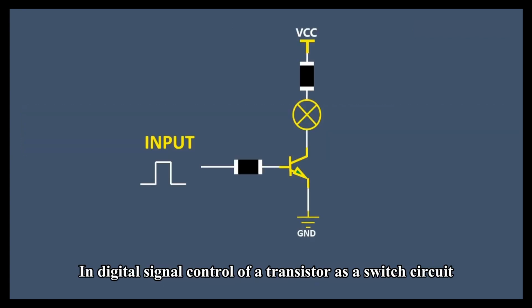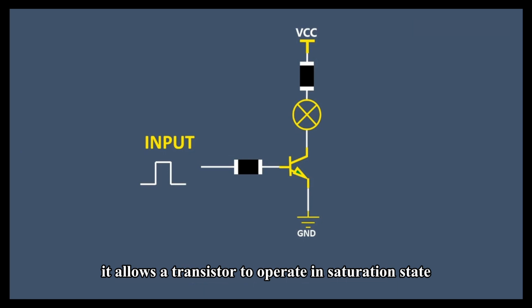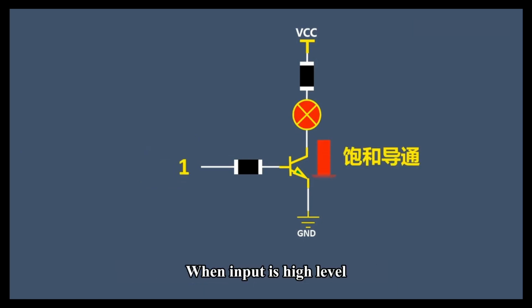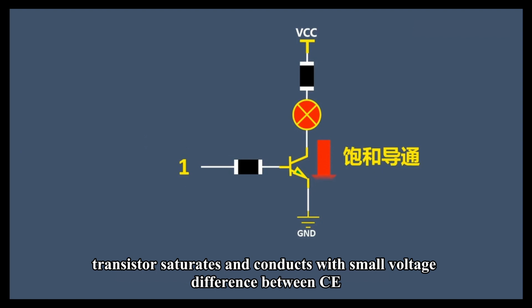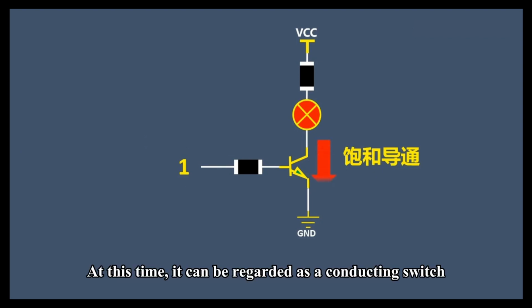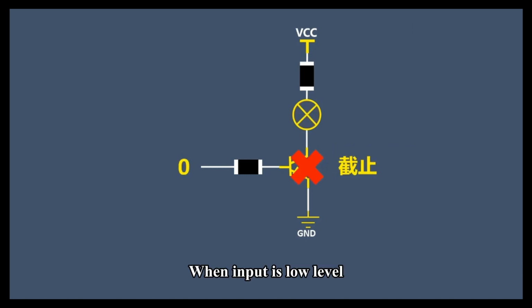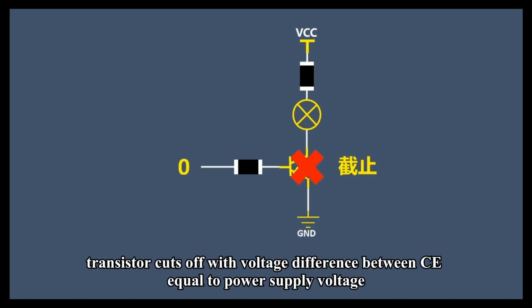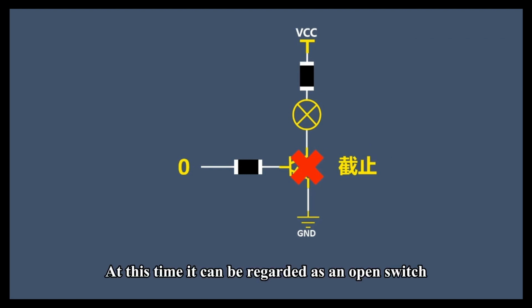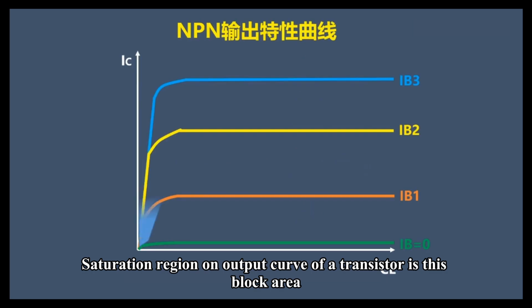In digital signal control of a transistor as a switch circuit, it allows a transistor to operate in the saturation state. When the input is high level, the transistor saturates and conducts with a small voltage difference between C and E. At this time, it can be regarded as a conducting switch. When the input is low level, the transistor cuts off with the voltage difference between C and E equal to the power supply voltage. At this time, it can be regarded as an open switch. The saturation region on the output curve of a transistor is this block area.